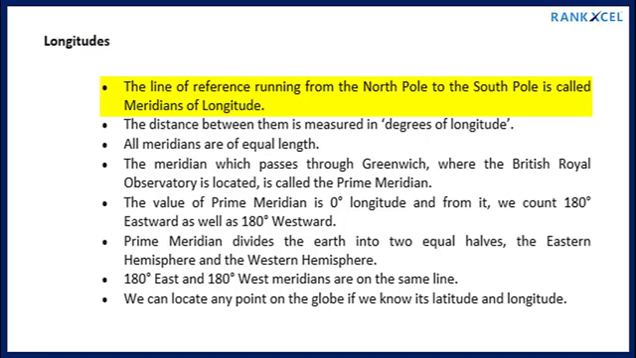Longitudes. The lines of reference running from the North Pole to the South Pole are called meridians of longitude. The distance between them is measured in degrees of longitude. All meridians are of equal length. The meridian which passes through Greenwich, where the British Royal Observatory is located, is called the prime meridian.